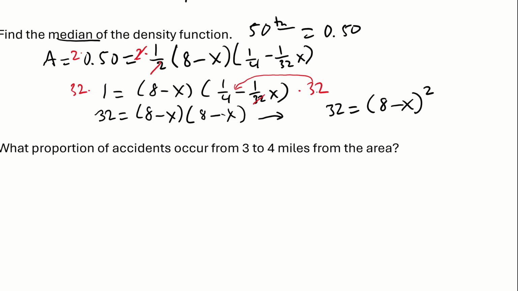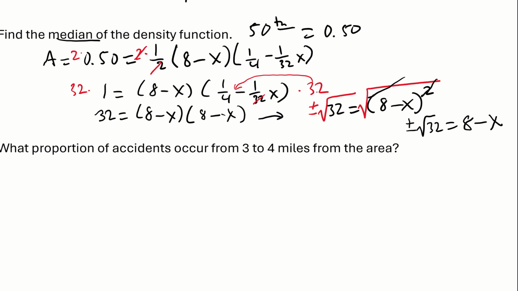All right, so now we can solve it. One way to solve this is to take the square root. That's the only way to get rid of the squared, right? Take the square root of both sides. When we take the square root, remember we have to do the plus or minus version. So this cancels, and we get plus or minus square root of 32 equals 8 minus x. And then there's no more squared.